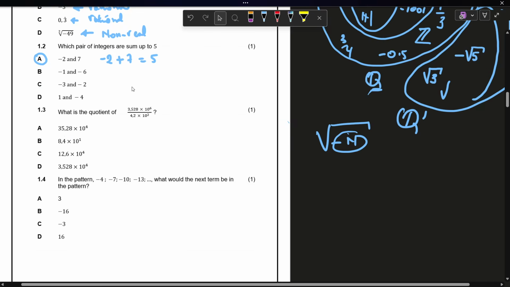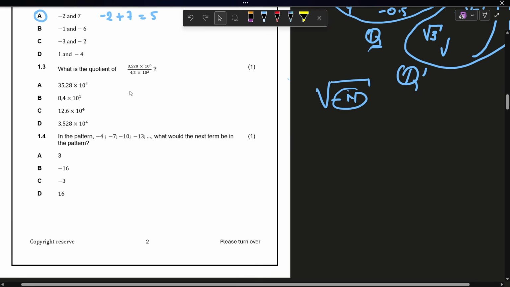Question 1.3: what is the quotient of this? The quotient is the result of division. So we need to divide all this over all this. To solve this, we just take our calculator, guys. Okay, we use our calculator.